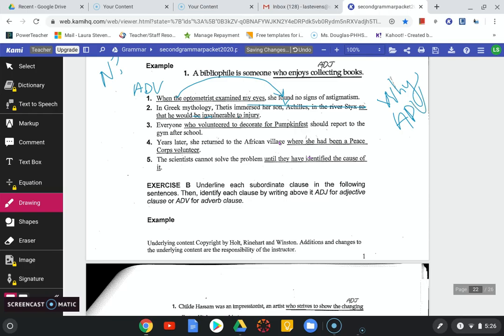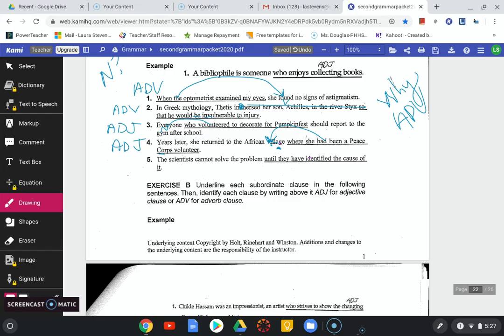Okay, who volunteered? Sorry. Describing immersed. Okay, there's your verb. 3. Who volunteered? Everyone. Everyone's a pronoun, right? So we have an adjective clause. Where did she? I have to think about this. Okay. Yeah. In this case, where was she a volunteer? She was in the village. So this one's adjective. That one's tricky.